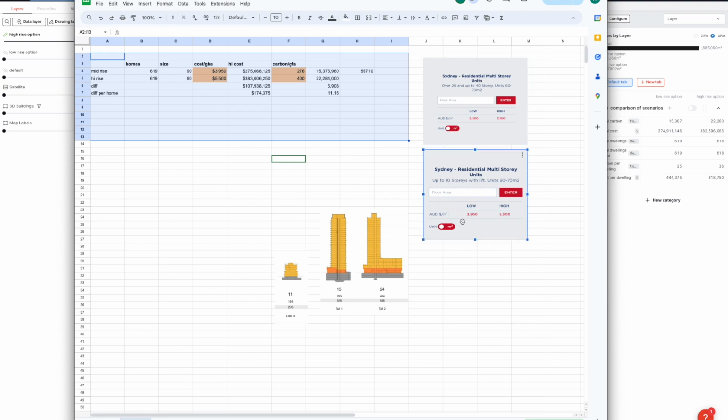And so I presume if you're below 6 stories, like you're a true mid-rise and you have no lift, you're even more efficient than that, or more cheap than that, more affordable. And so I've plugged those in. I've got the mid-rise at 3,950. I've got the high-rise at 5,500.